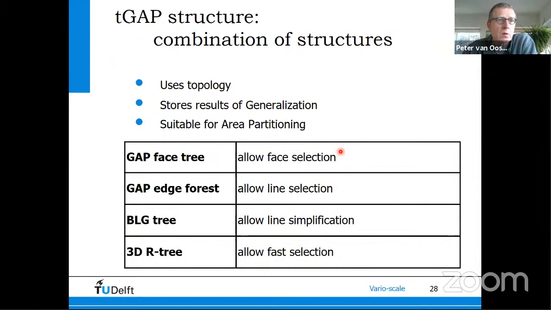So in summary, the T-gap structure is implemented by a combination of structures with index structures. So we have a gap face tree allowing the face selection. We have the edge forest of the edges allowing the line selection. We have the BLG tree allowing line simplification. And we have the 3D R-tree allowing fast selection of the area we want.